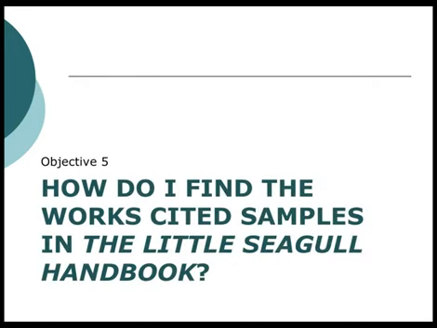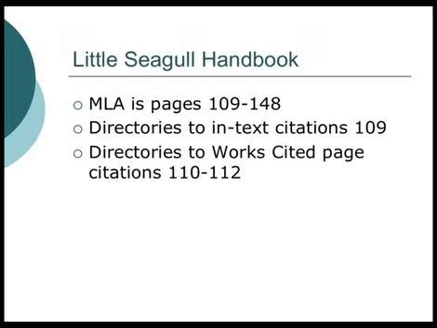Okay, so how do you find the samples that you're going to cite in the Little Seagull Handbook? So the pages you want to look for are 109 to 148. The directories, now the directories are really important. So when you're looking for in-text citations, those begin on 109, and the directories for works cited pages begin on 110 and end on 112.